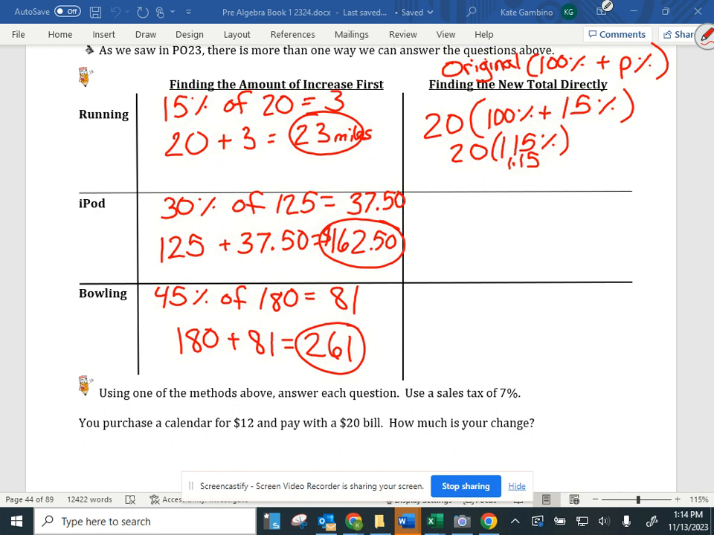Let me see your calculator. Oh, you did the long math? That's when we make simple mistakes, and I can look at that later to see where your mistake happened. But if we do 20 times 1.15, what do you get, Lauren? Thumbs up if you got 23 as your answer.